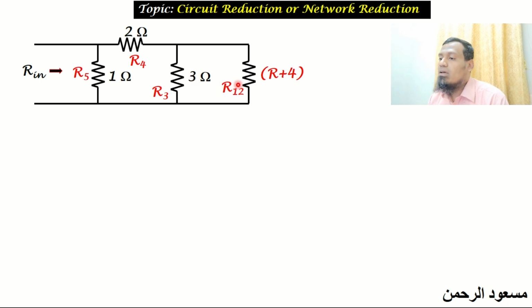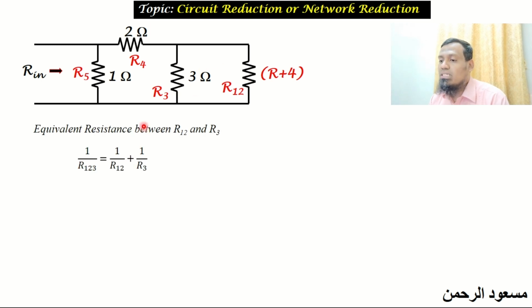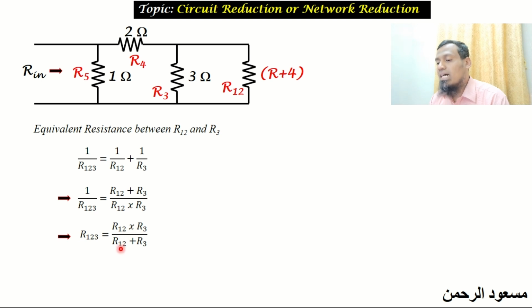Now we are going to find the equivalent resistance of these two resistances. As I said, the current which is passing through the 2 ohm resistance will enter into this point, and after this point it will be bifurcated into 2 parts. So these two are connected in parallel. The equivalent resistance of the parallel combination is 1 by R123 equals 1 by R12 plus 1 by R3. By simplifying this, you will get 1 by R123 equals R12 plus R3 divided by R12 multiplied by R3. So R123 equals R12 multiplied by R3 divided by R12 plus R3.